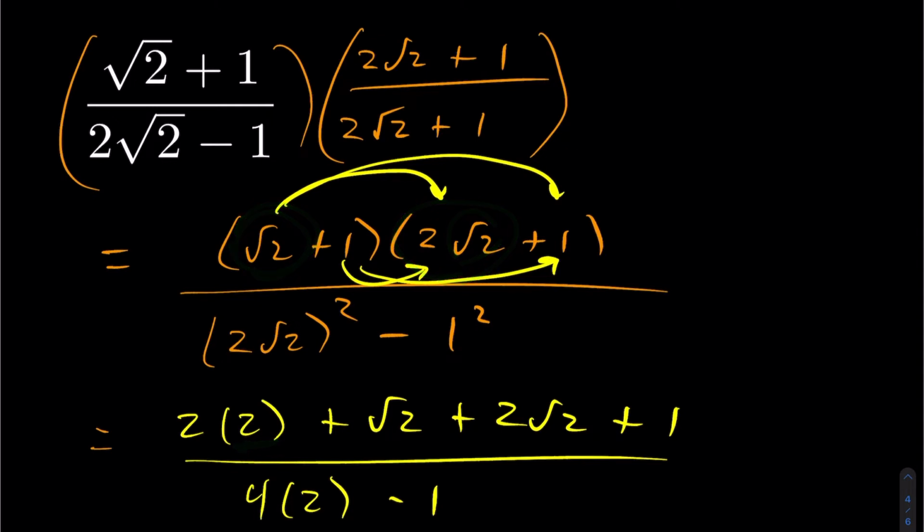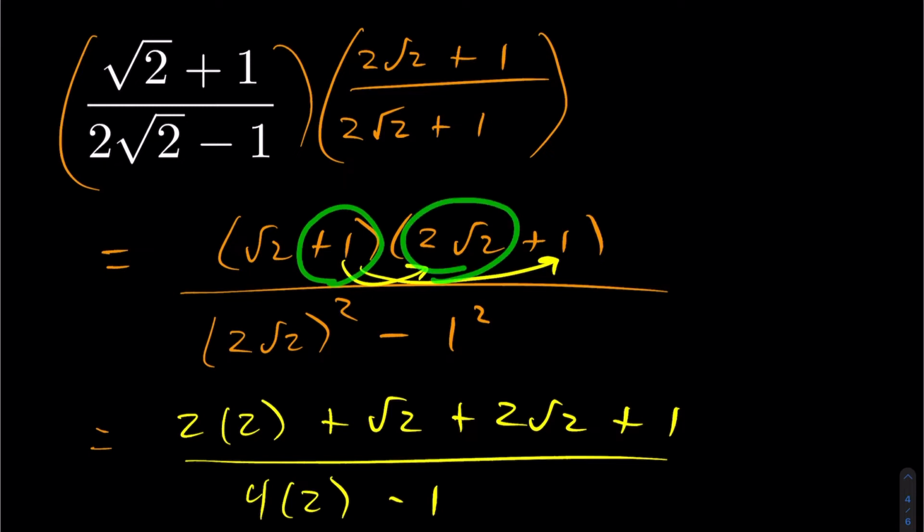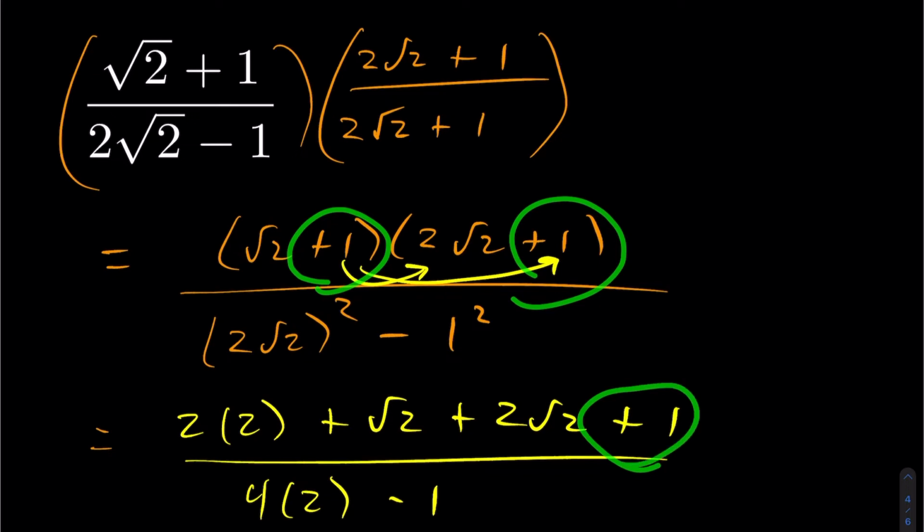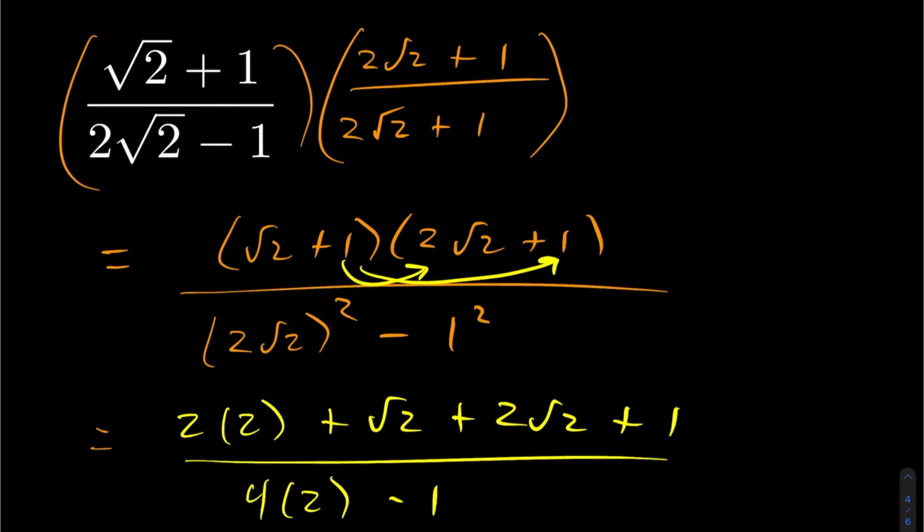And then you have your 2 from before as well. So this became 2 times 2. Then I had root 2 times 1, which is just root 2. Then I went ahead and took 1 times 2 root 2, which is just 2 root 2. And lastly, 1 times 1 is just 1. The bottom becomes, like we discussed, your x squared minus your y squared.